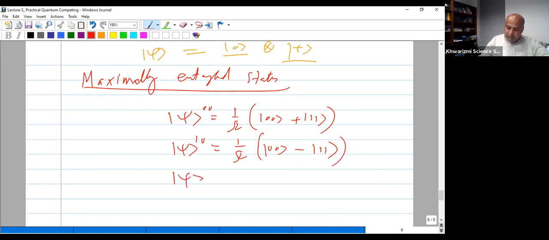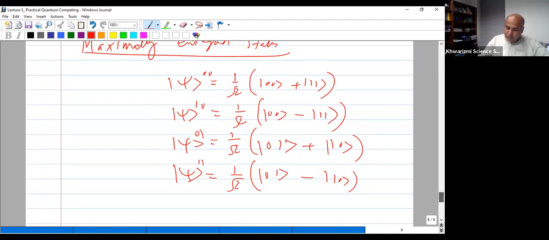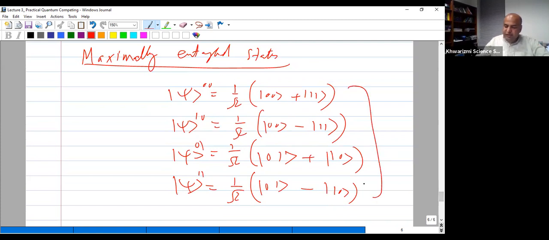And then there is another state, 0, 1. Let's call it, this is 0, 1 plus 1, 0, and then the fourth state, let's call it 1, 1, 0, 1, minus 1, 0. So these four states, they are maximally entangled.